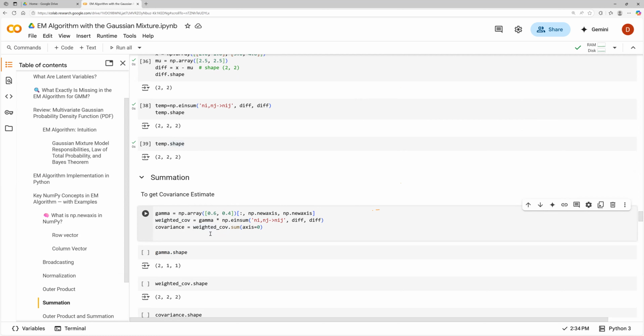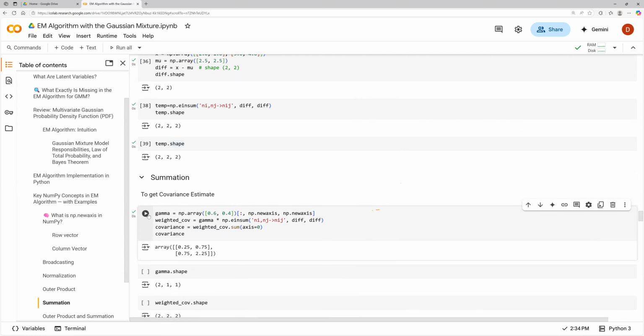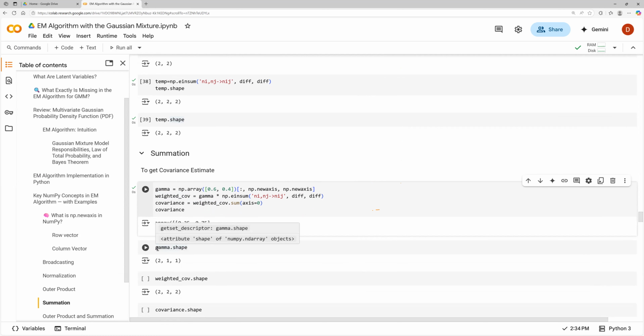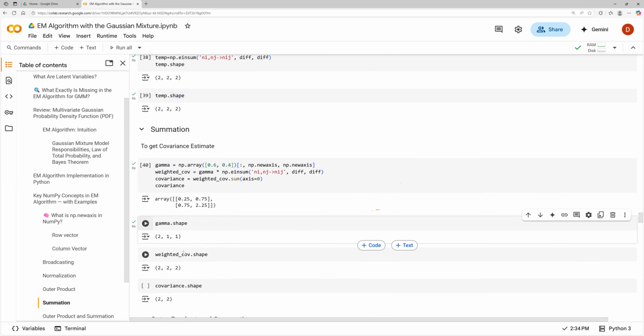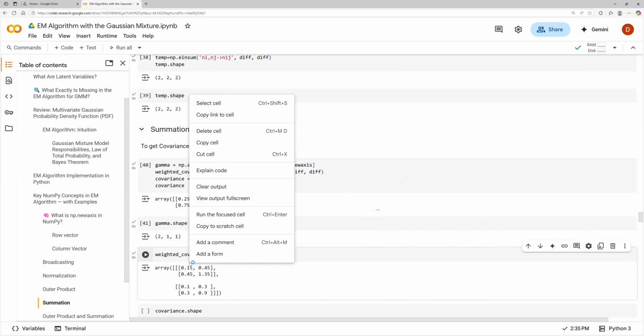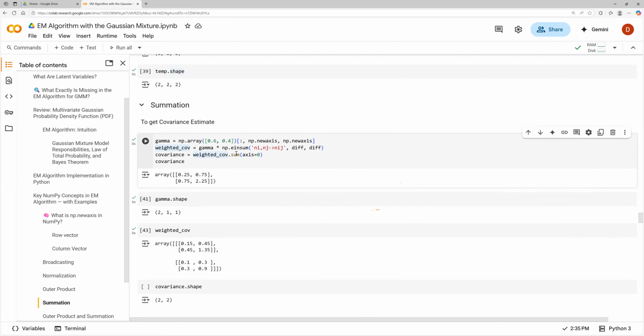Weighted covariance. We're summing here to get this, right? 0.15 plus 0.1 is 0.25. 0.45 plus 0.3 is equal to 0.75. 0.45 plus 0.3 is equal to 0.75. 1.35 plus 0.9 is 2.25. Okay.